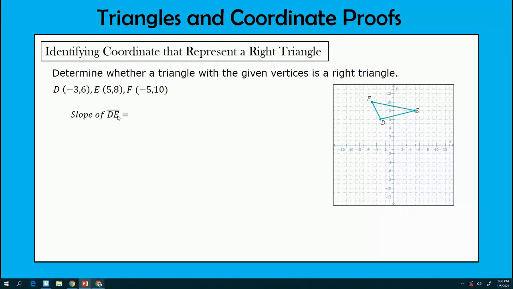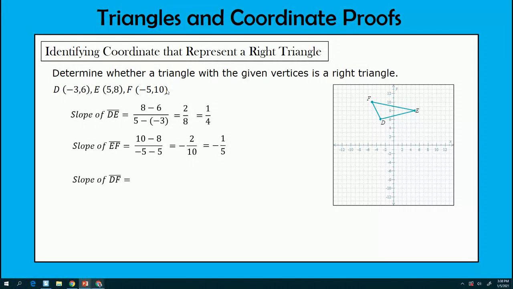All right. So let's find the slope of DE. That's the difference of the y's, 8 minus 6, over difference of x's, 5 minus negative 3. That's 2 over 8, which is a fourth. Slope of EF, difference in the y's, 10 minus 8, over negative 5 minus 5, which is 2 over negative 10, which is negative 1/5. And then the slope of DF is the difference in the y's, 10 minus 6, over negative 5 minus negative 3. And that'd be 4 over negative 2, which is negative 2.